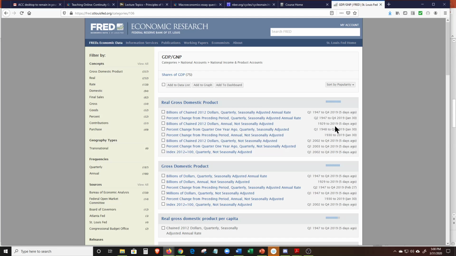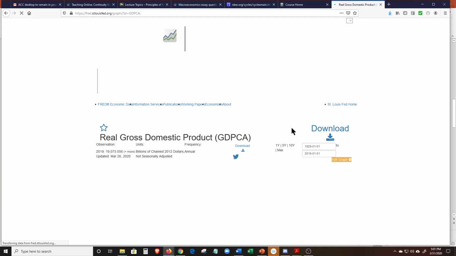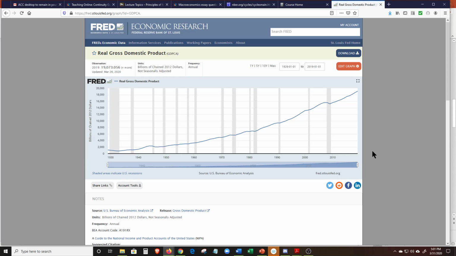Here we go, from 1929 to 2019. That gives us our longest one. Let's just click this. In billions of chain 2012 dollars, so they're using prices in 2012 to figure out the real GDP. And let's just add that to the graph. Let's see what our graph looks like. Oh, there you go. So hopefully you can see this easily enough. This goes from 1925, obviously.